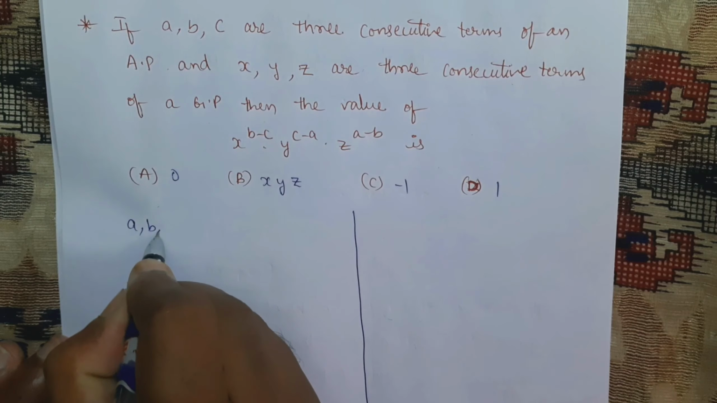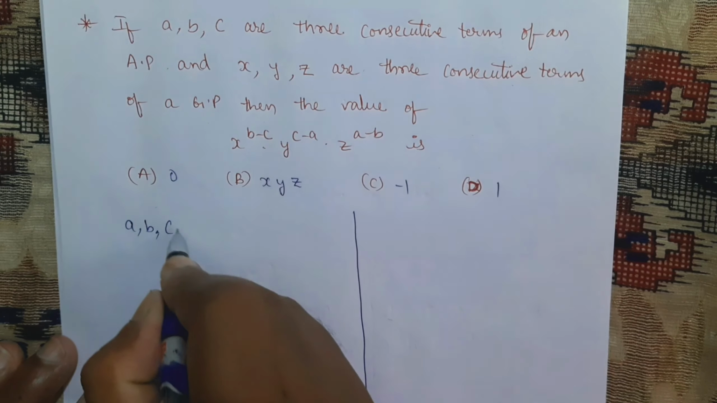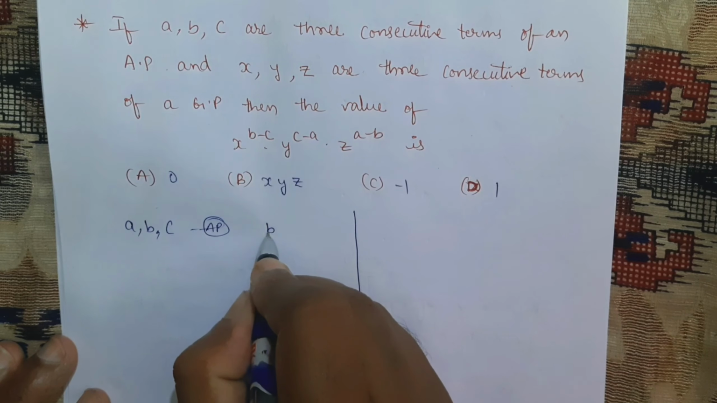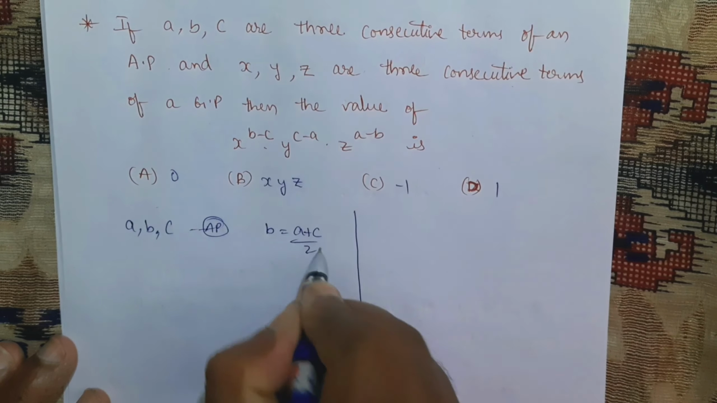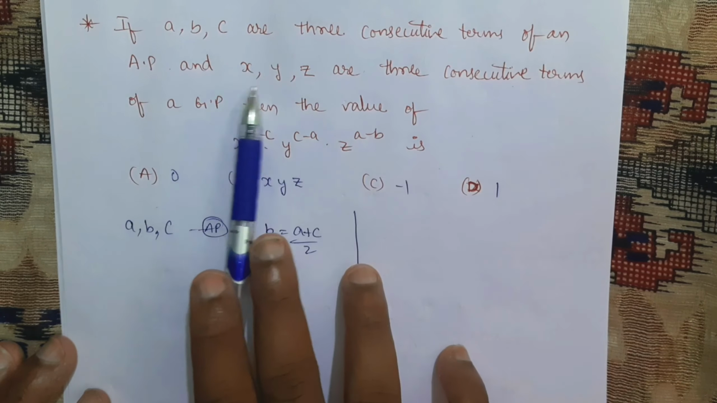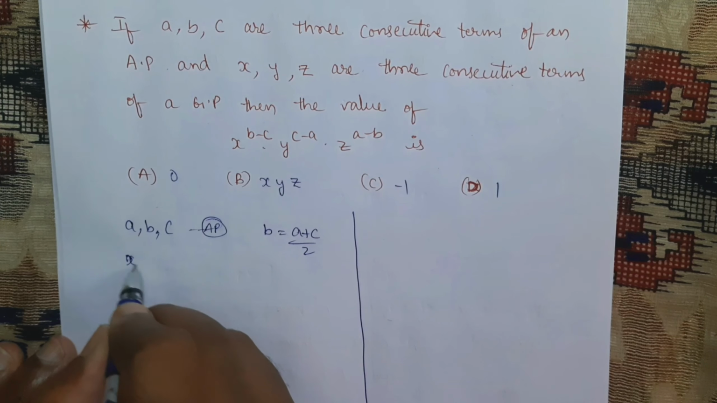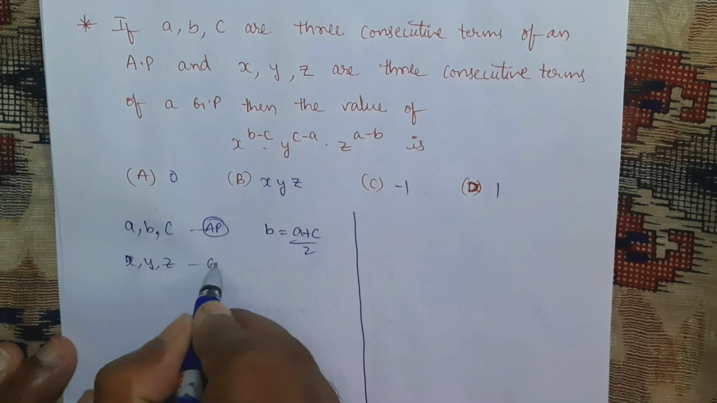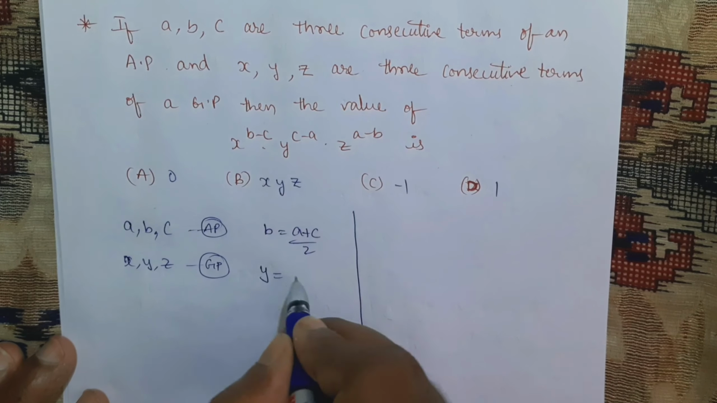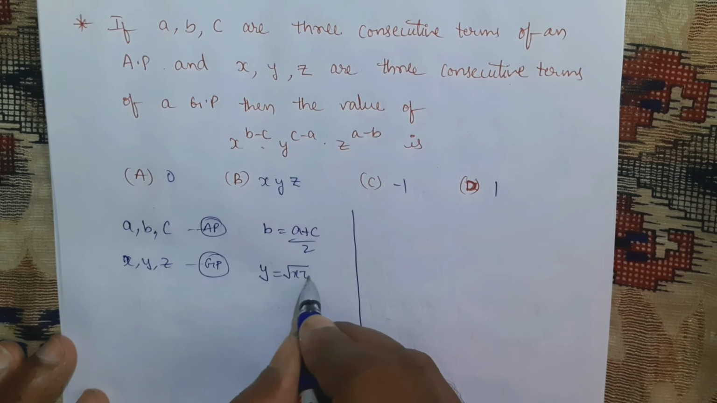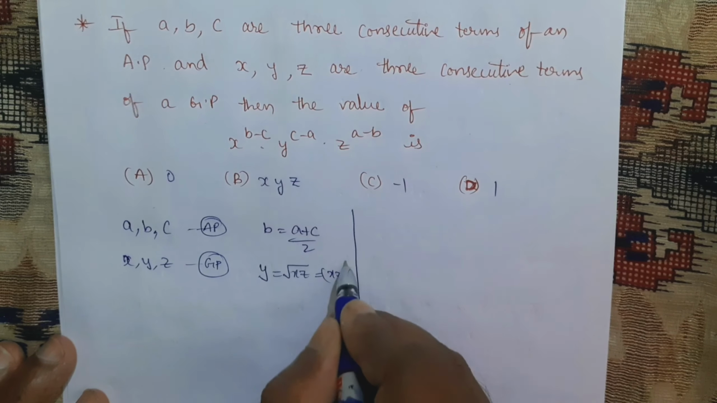Okay, a, b, c are in AP. If they are in AP, what is the value of b? b is (a plus c) by 2. Similarly, x, y, z are three consecutive terms of a GP. Then what is y? y is equal to square root of xz, which we can also write as (xz) power 1 by 2.